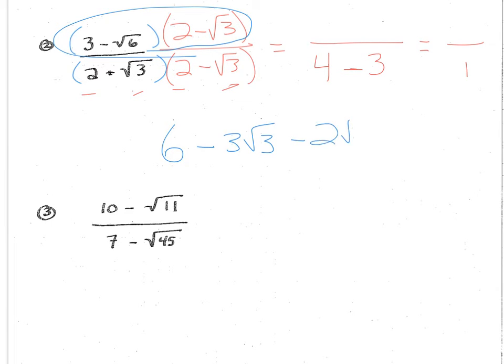So 2 times the square root of 6, we usually write that whole number first. And lastly, negative square root of 6 times negative square root of 3 will be a positive square root of 18.